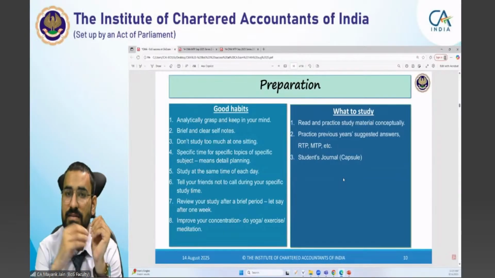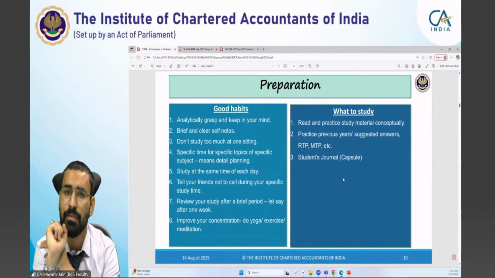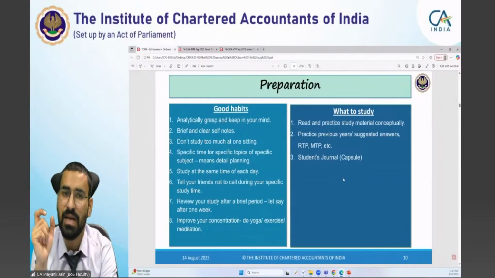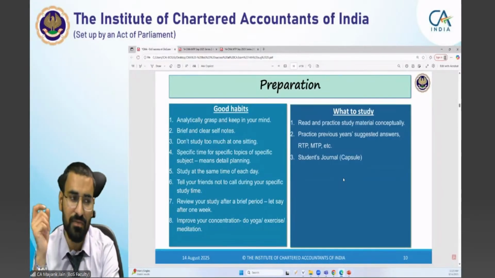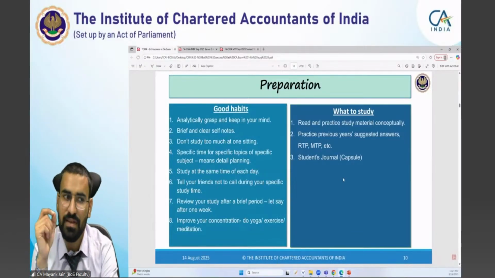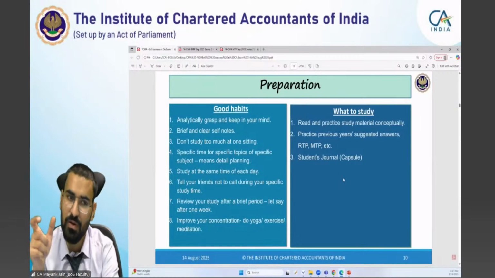I already said study from the study material, do practice from the RTPs, MTPs, previous year question papers. Try to attempt the previous year question paper in the same time, that is 2 to 5, in the same examination condition, while allowing someone from your family to take care of the time, just like an invigilator or a classroom monitor. They will see whether you are doing it in proper time, you are not wasting your time in anything while attempting your previous year question paper.